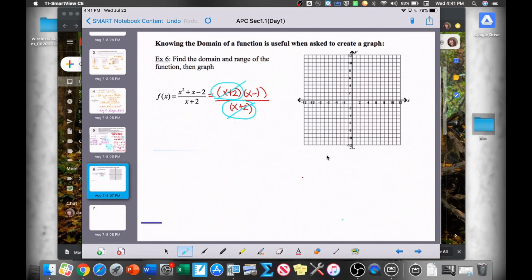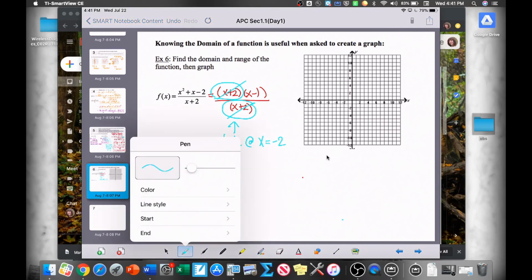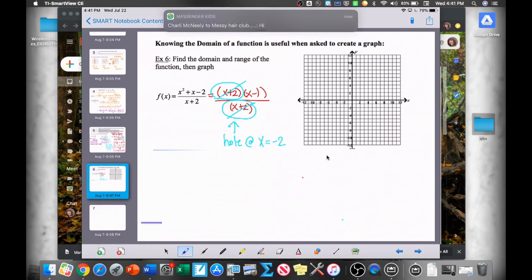Okay, so again, let's make a little note here. Hole at x equals negative 2. And again, holes only occur when you have that same family in the numerator and the denominator that cancel out, but we know that because that family was in the denominator, x can't be that value. Okay, so now let's go ahead and sketch a graph of what this might look like, and then we'll talk about the domain and the range.